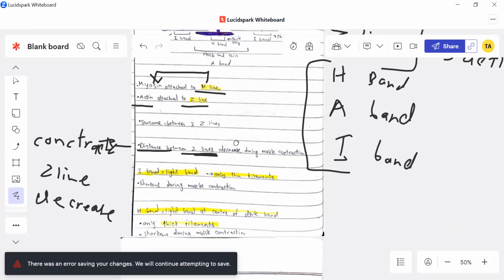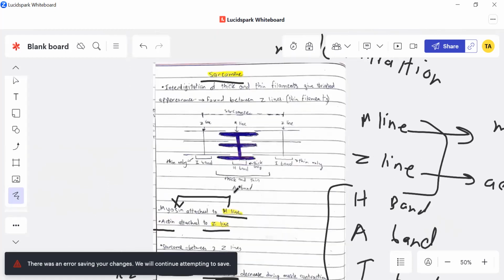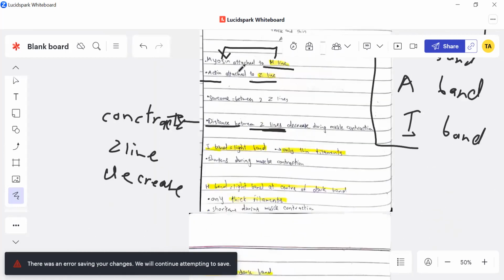What is the Z line? This right here, this is the Z line. These two are called the Z lines. In between the Z lines, you have the M line. This right here is the M line. The Z lines, remember, in muscle contraction, they will come close together. And because of this, the distance between them would decrease.